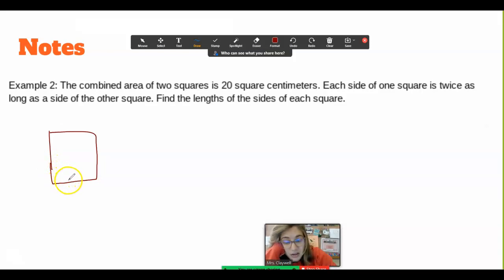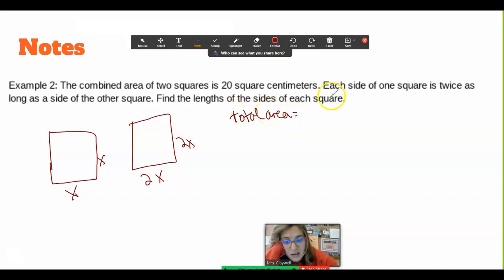The combined area of 2 squares is 20 centimeters. The side of one square is twice as long as the side of the other square. So total area equals the area of the smaller one plus the area of the bigger one.